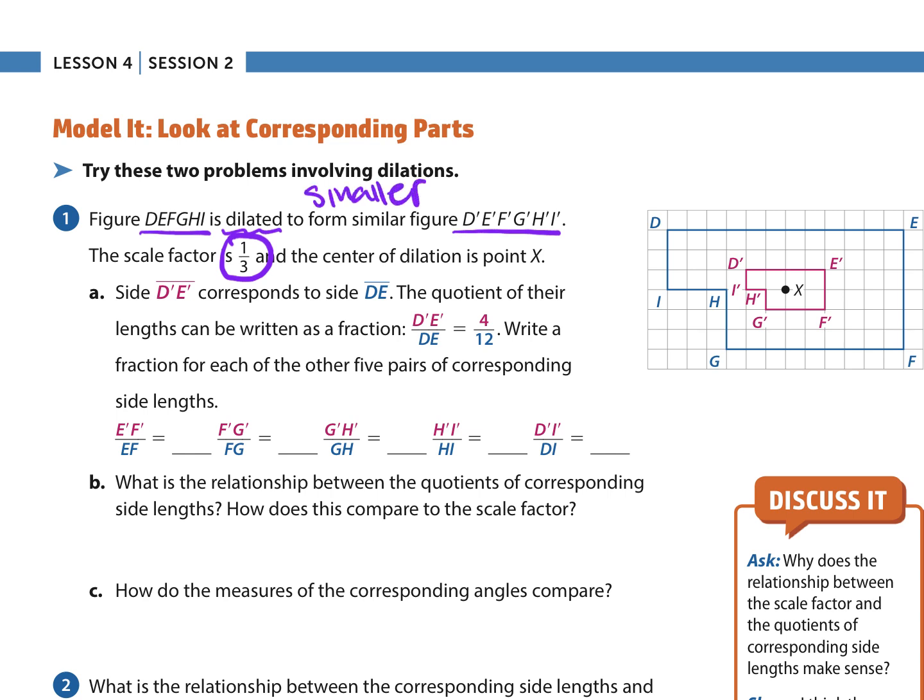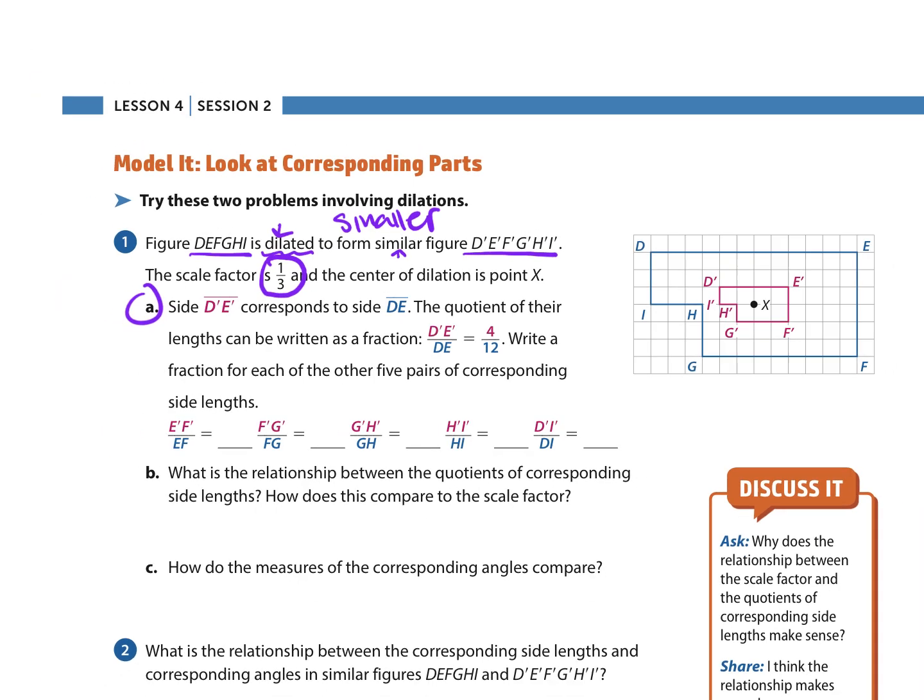Now, they've told us it's a dilation, they've told us they're similar, but we have to prove it. And we have to prove it by making sure those two things are true, that the corresponding angles are congruent and the corresponding side lengths are proportional. So part A has us starting with our side lengths.